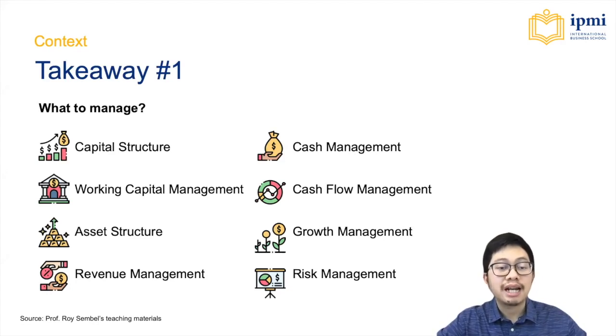More or less, there are 8 things to be managed. There is capital structure, or how to lower debt to equity ratio. There's working capital management, or how to choose the working capital financing. There's asset structure, how to reduce the fixed asset ratio. There's revenue management, how to create higher portion of the recurring revenue. There's cost management, how to lower the fixed cost portion.